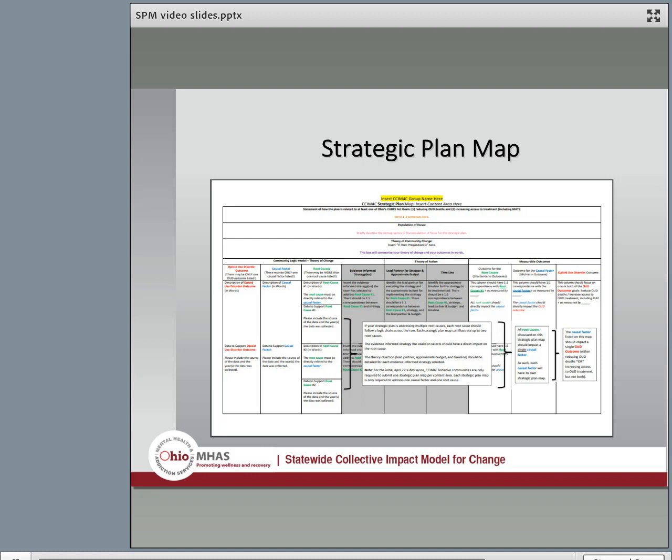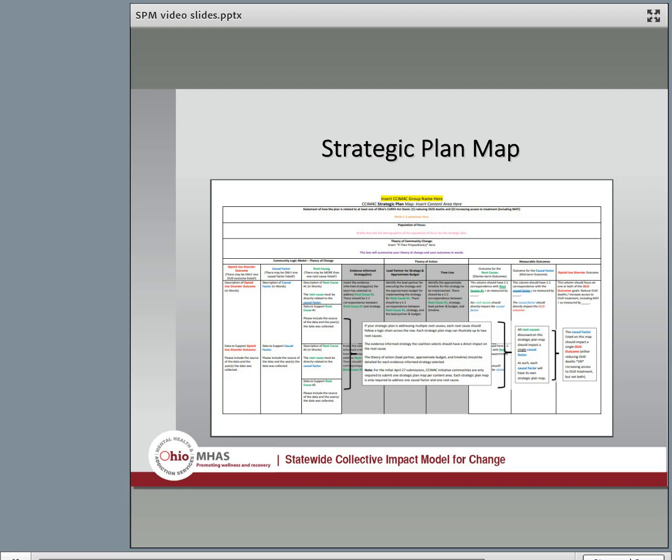Here's the strategic plan map for any of your opioid-related plans. So this would involve your 3 prevention plans, treatment, and recovery. You should have identified your opioid use disorder outcomes, causal factors, and root causes, as well as the strategies to address these root causes. Notice that the strategy plan map for each of these allows for up to 2 root causes, which then in turn would each need a strategy to address that root cause.